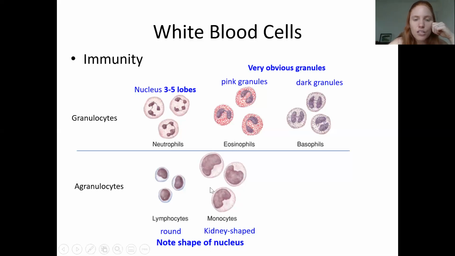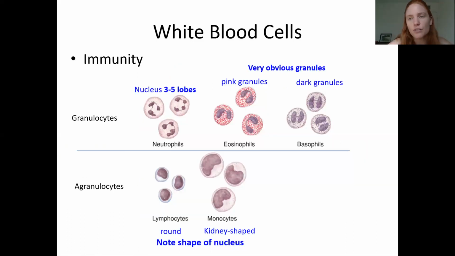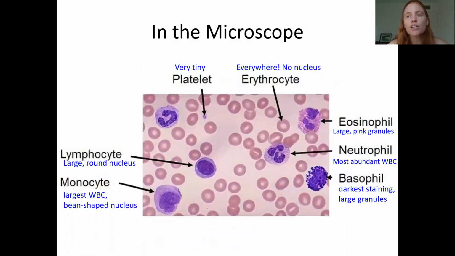And if the cell has a kidney bean shaped nucleus, see it has that indent right there, that's going to be a monocyte. The other thing is those monocytes are the largest white blood cell, in fact, the largest blood cell at all. And so those are going to be very distinctive because they're nice and big. Okay, so let's look at what it would look like in the microscope, because I'm probably not going to use a diagram like this. I'm probably going to use a picture from a microscope.